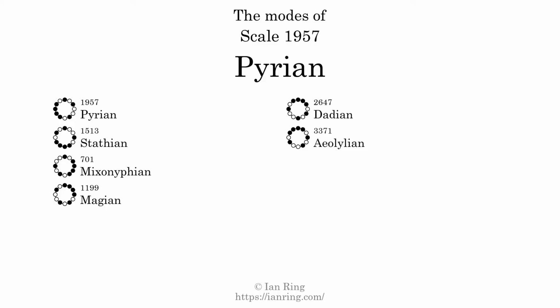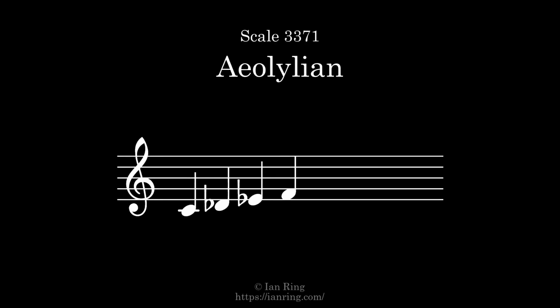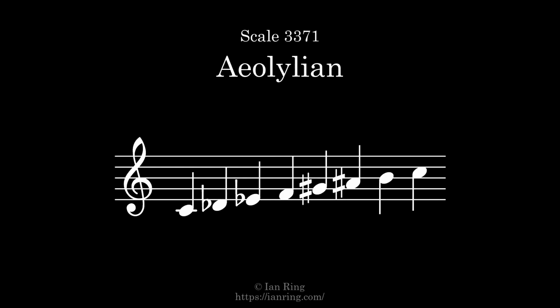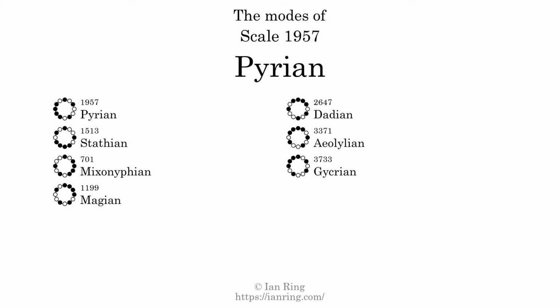The sixth mode is scale 3371, also known as Eolilian. It sounds like this. The seventh and last mode is scale 3733, also known as Jicrian. It sounds like this.